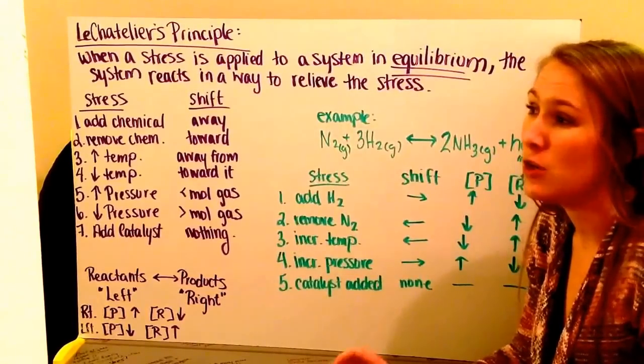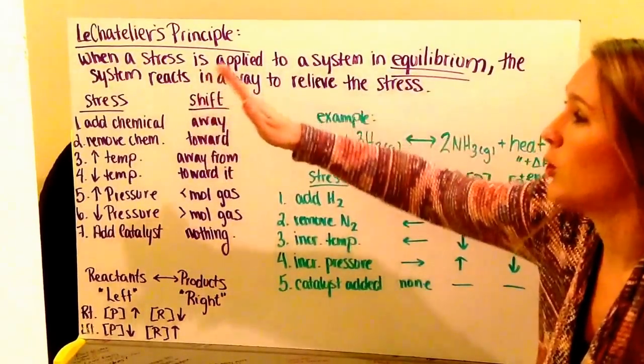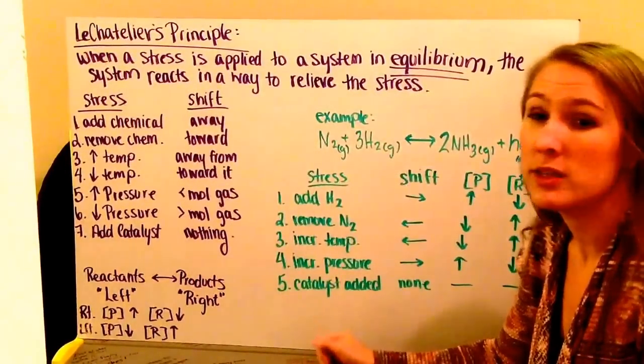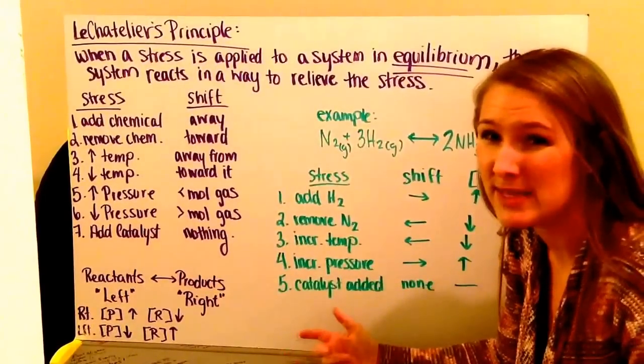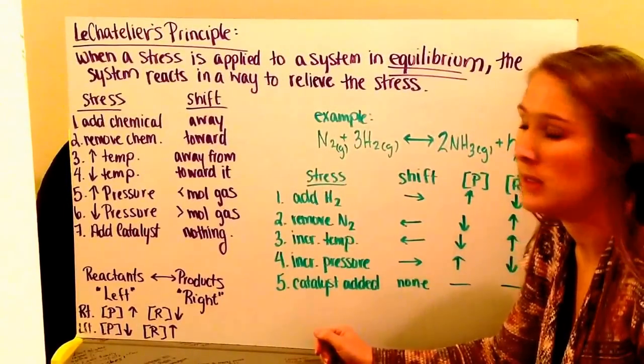And if I increase or decrease the weight on one side of my teeter-totter, it's going to shift appropriately to compensate for that weight. Okay? That's all that these chemical reactions are doing. They're compensating for what you're doing to it. That way they go back to their equilibrium state.